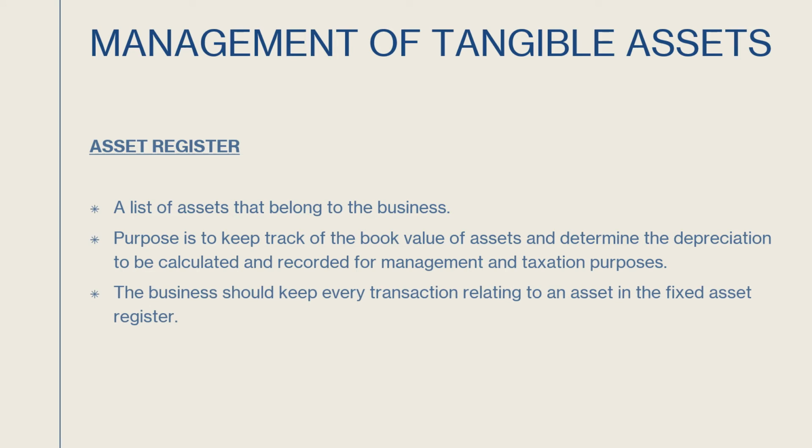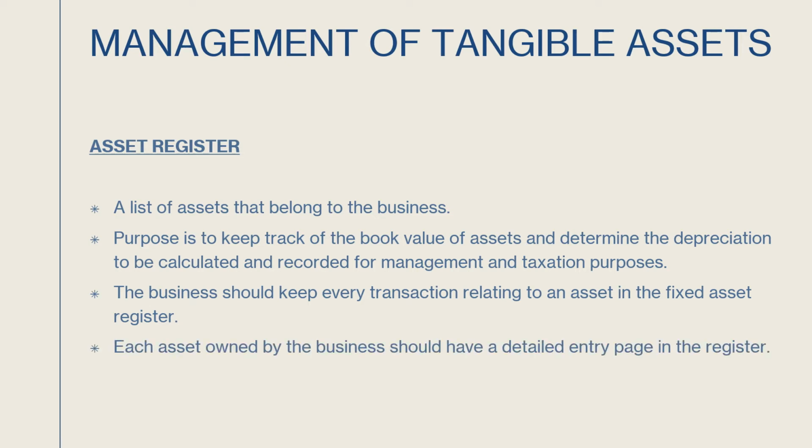Okay, so the business must keep every single transaction that relates to an asset captured in that fixed asset register. As I said, every single year when we make provision for depreciation, the depreciation has to be noted in the fixed asset register, and it has to be updated on a regular basis. Each asset that is owned by the business must have its own detailed entry page in the register. And I'm going to show you just now what it looks like. So every asset will have its own little asset register where we can get all the information relating to that specific asset.